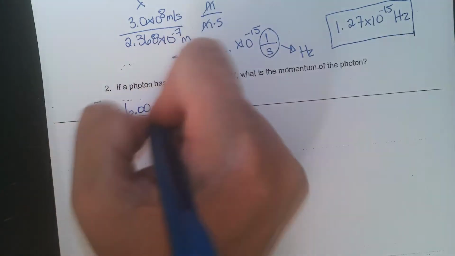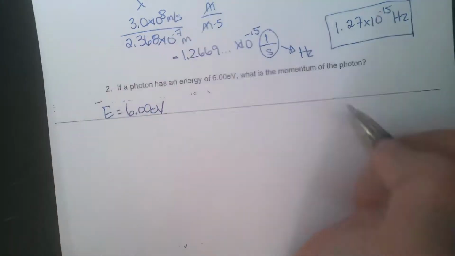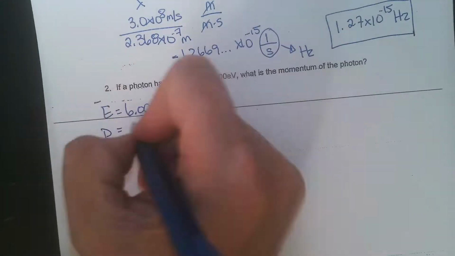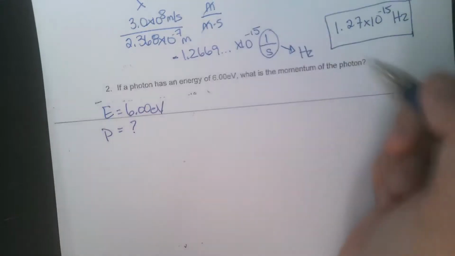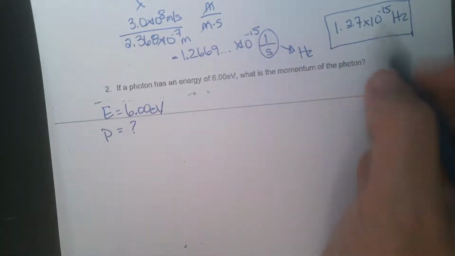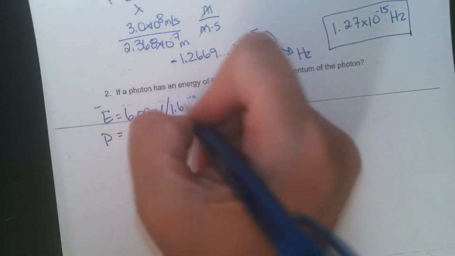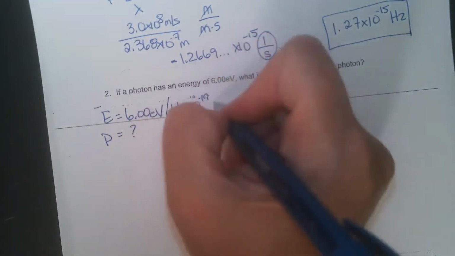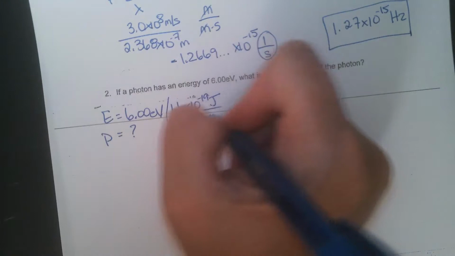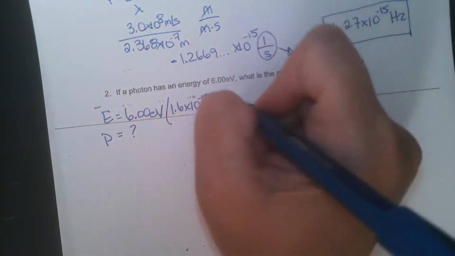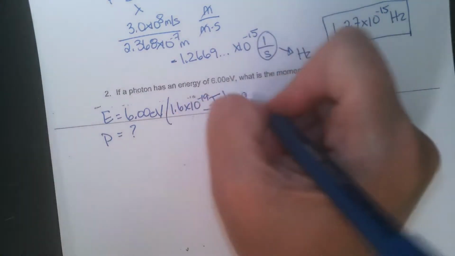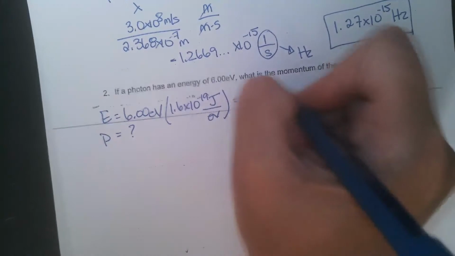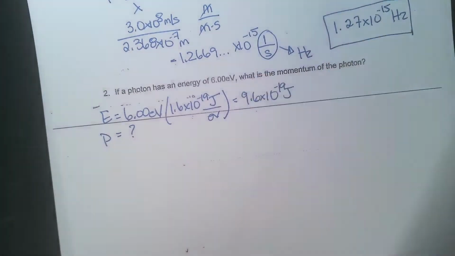Again, if a photon has an energy of 6.00 electron volts, what is the momentum of the photon? Well, we've just said that everything after the photoelectric effect needs to be in joules, so we're going to multiply this by 1.6 times 10 to the negative 19 joules per electron volt, and we're going to get 9.6 times 10 to the negative 19 joules.